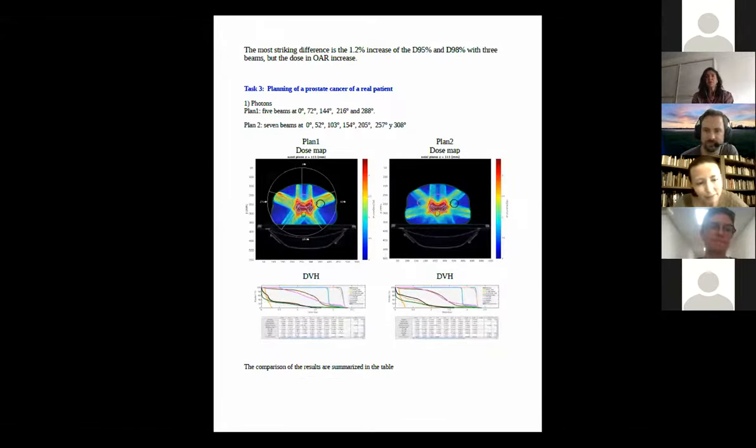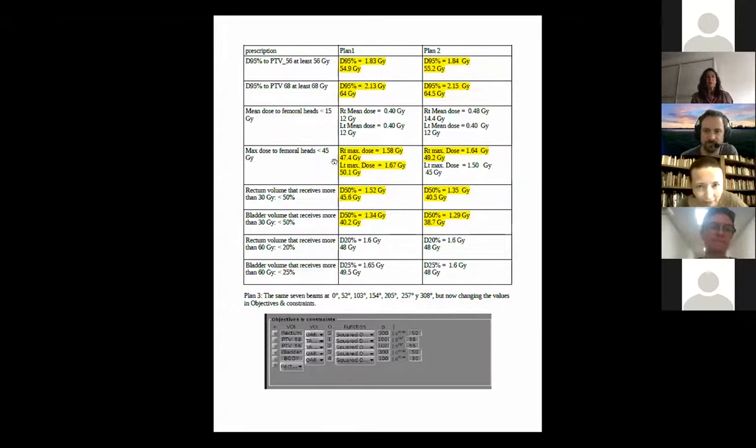And the third task was challenging, because it's very difficult to get a good plan using the prescriptions that we have, around nine prescriptions. And if you reach one, you can maybe not reach the others. I did the plan that we have in the session with five beams, and then I modified it and used seven beams. Using the seven beams, I have here in yellow the values of the prescription that I cannot fulfill.